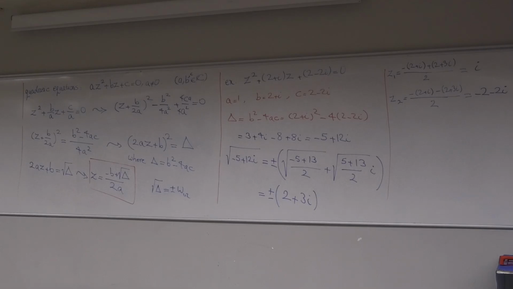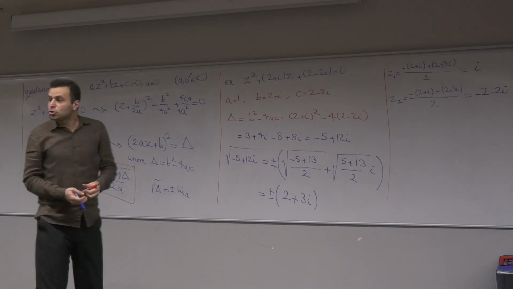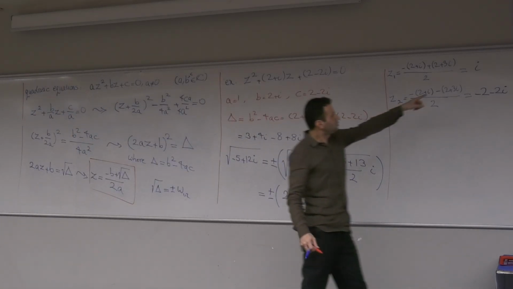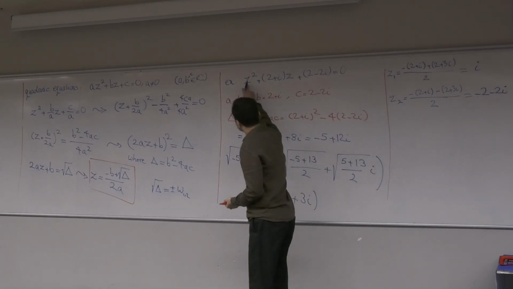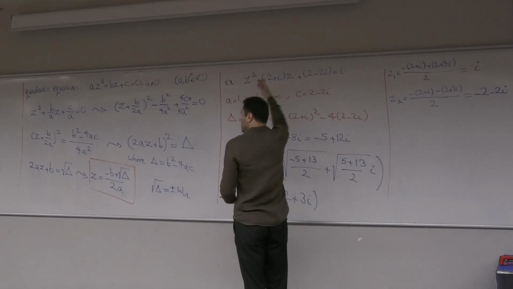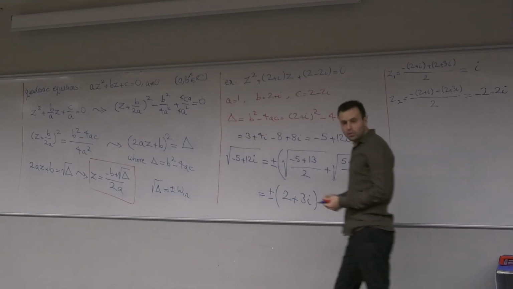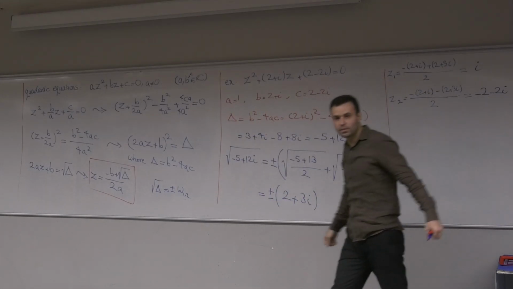Okay, now a question. Can you check that these are really the solutions? Which means, can you take this I, plug it here in place of Z, and see that it is equal to 0? And also please do it for this number. Let's check it.